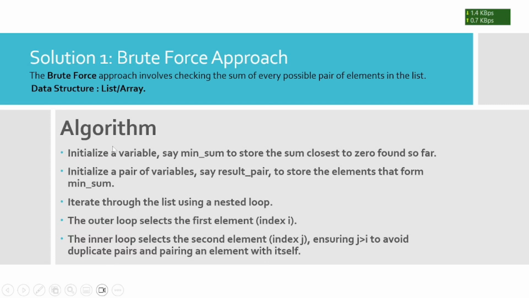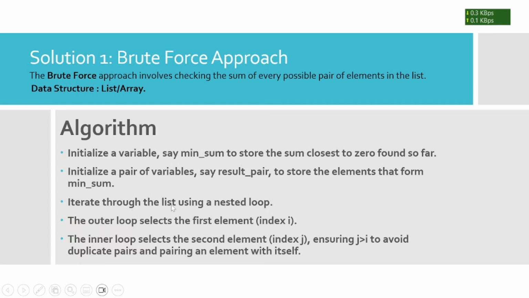So for this, the algorithm that we follow is we'll initialize a variable, we'll name it min sum, and we'll store the sum that we have encountered, and we'll compare it to see if it's the least one or not. Then we'll have another variable which we'll call result pair, where we'll store the elements whose sum is placed in the min sum so that we can return the result pair directly from the method.